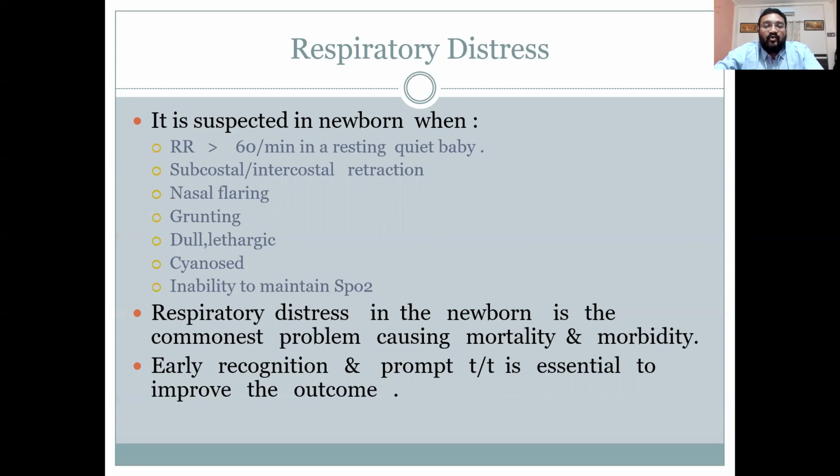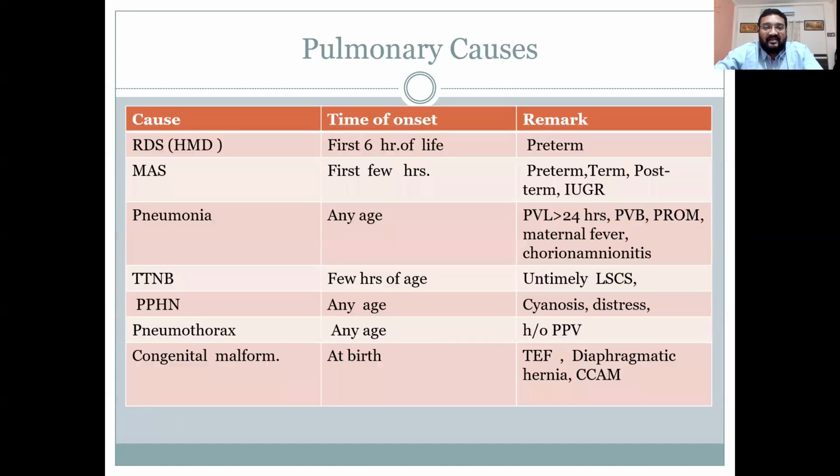Respiratory distress in the newborn is the commonest problem causing mortality and morbidity. Early recognition and prompt treatment is essential to improve the outcome of babies with respiratory distress. The causes of respiratory distress can be classified as pulmonary causes and non-pulmonary causes. The common pulmonary causes are respiratory distress syndrome or hyaline membrane disease.